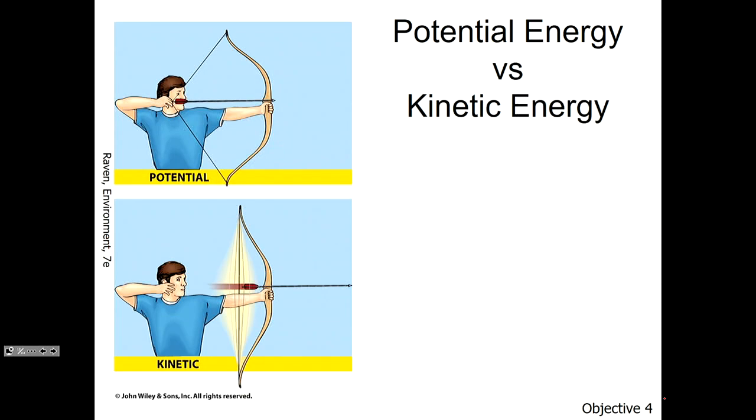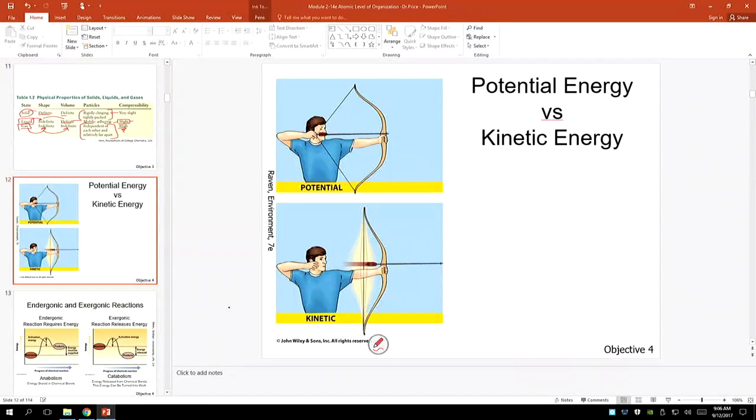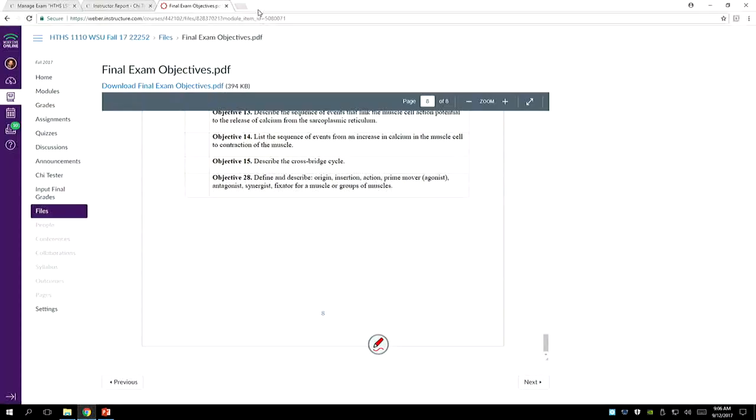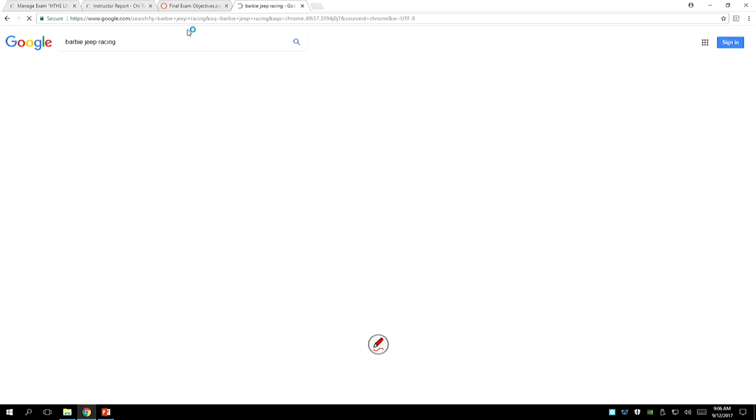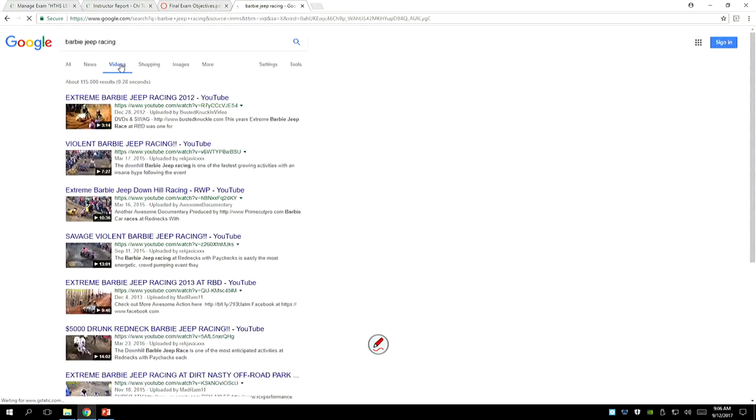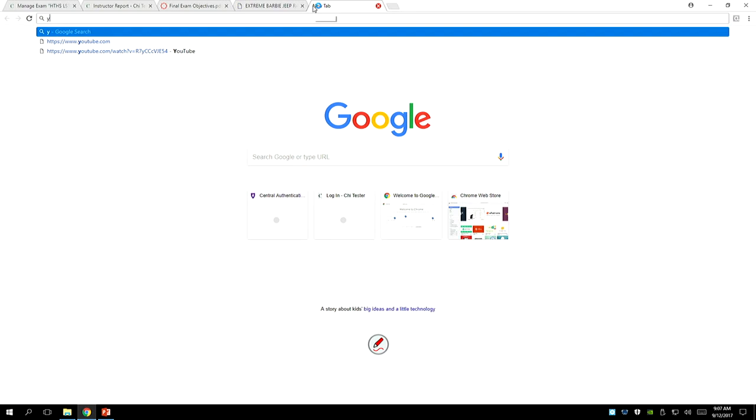Okay, I don't like this idea of potential versus kinetic energy, so I'm going to tell you one of my lifelong dreams here. You guys ever heard of Barbie Jeep racing? Yeah, Barbie Jeep racing, right? So every time I think of potential and kinetic energy, this is what I think of. Maybe, if YouTube ever wants to pull up.